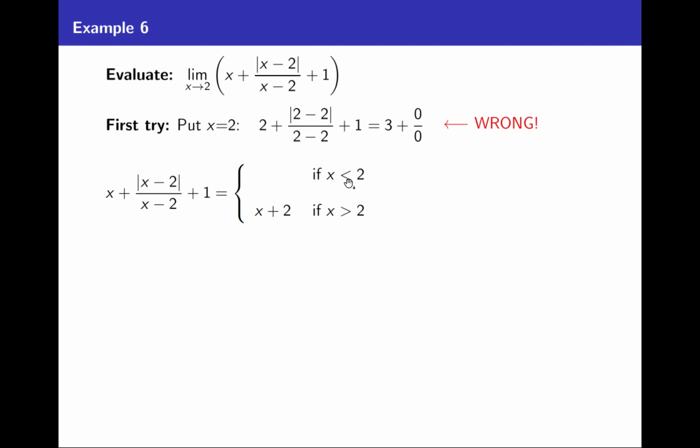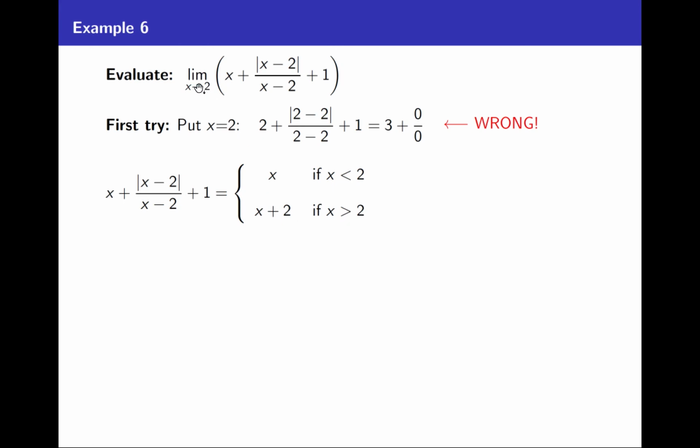But if x were less than 2, then x minus 2 would be negative. So the absolute value of x minus 2 would be the negative of x minus 2. Take the negative of that negative number. And the negative of x minus 2 divided by x minus 2 is negative 1. And we'd get x plus negative 1 plus 1, or simply x. So this function works out to be x if x is less than 2, and it's x plus 2 if x is greater than 2.